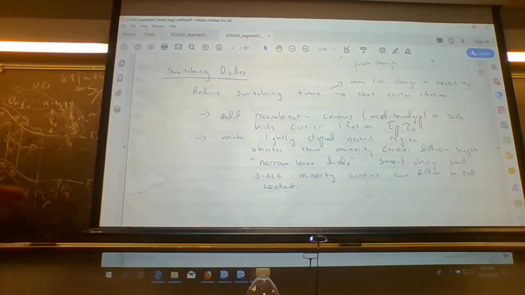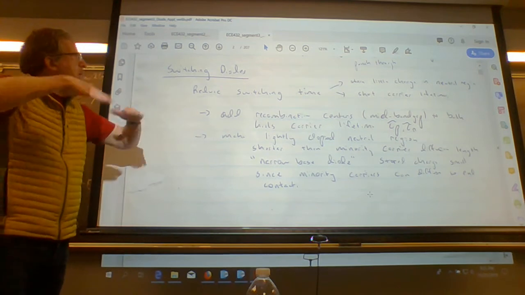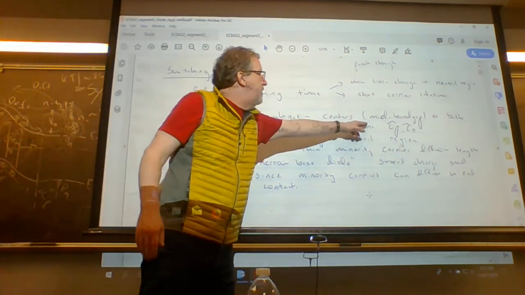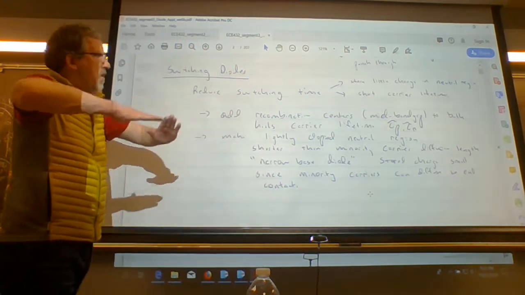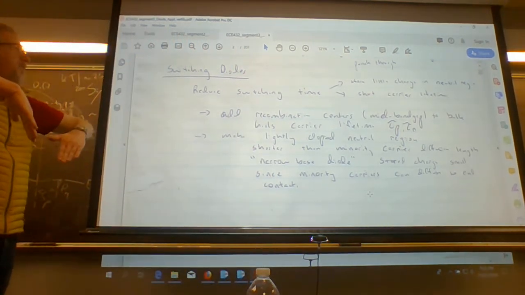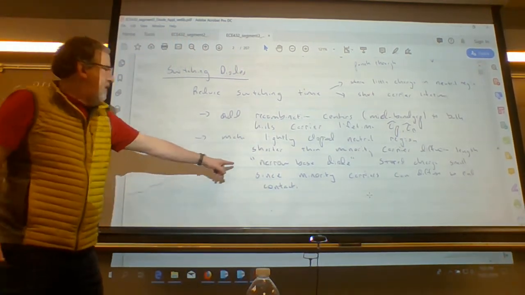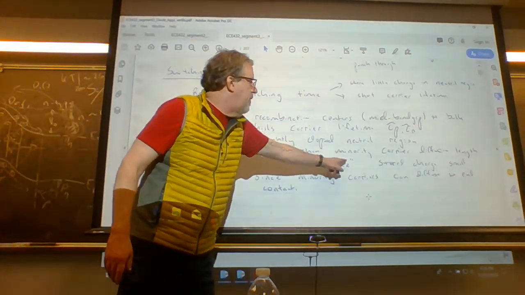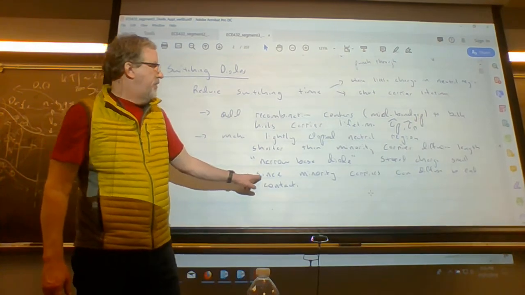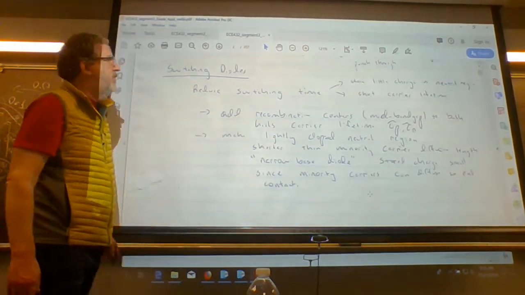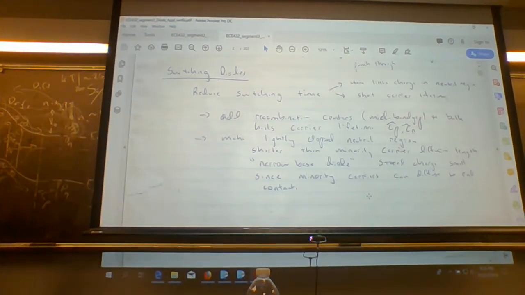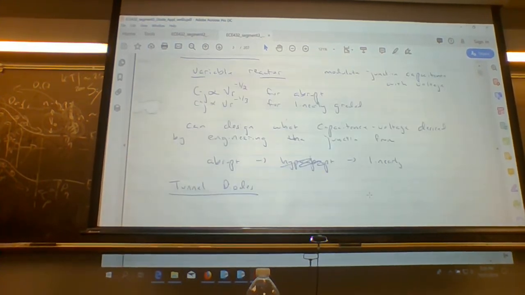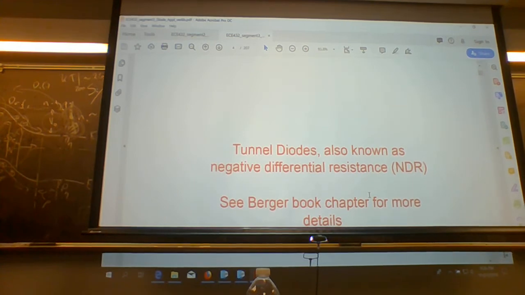Switching diodes, right? That's where it's going back and forth. So we can add recombination centers, so we can reduce the recombination lifetime, so it can turn off very quickly. The narrow base diode that we were talking about before is kind of a special case, shorter than the minority carrier diffusion length, so the carriers don't have to diffuse very far to get to the contact. Breakdown voltage, tunnel diodes.